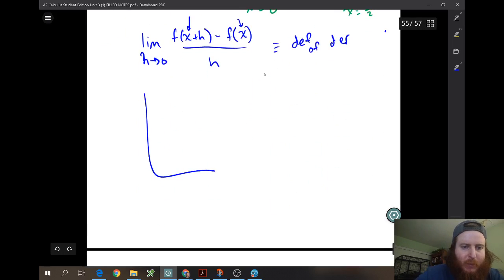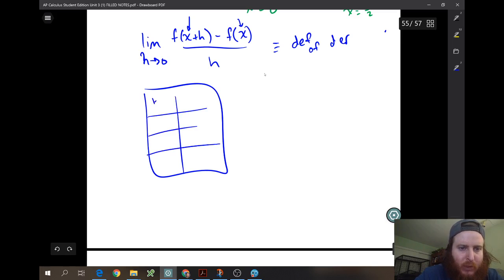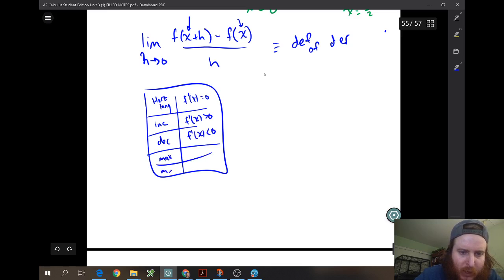We also need to basically memorize that table from the other chapter of the justifications, where we had a horizontal tangent happens when f prime of x equals 0, right? Increasing happens when f prime of x is greater than 0. Decreasing happens when f prime of x is less than 0. And a max and a min, right? Max is when f prime of x goes from positive to negative, and minimum is f prime of x going from negative to positive. So that can still be tested.